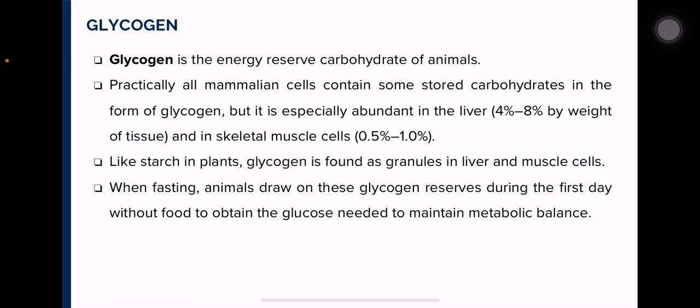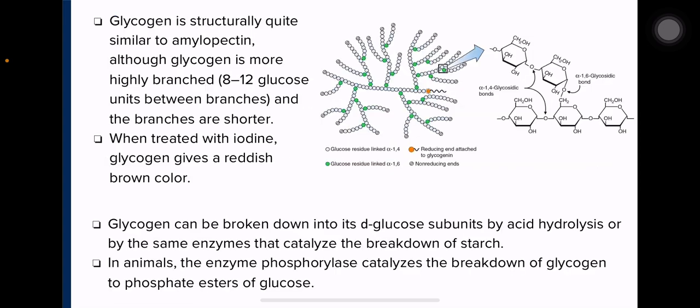Glycogen is the storage carbohydrate of animals, including humans. You'll find it in almost all cells, but especially in the liver, 4 to 8% by weight of our tissue, and then skeletal muscles, 0.5 to 1%. It appears as granules inside our cells, similar to starch granules in plants. Glycogen is the body's immediate reserve of glucose, especially during fasting or between meals.